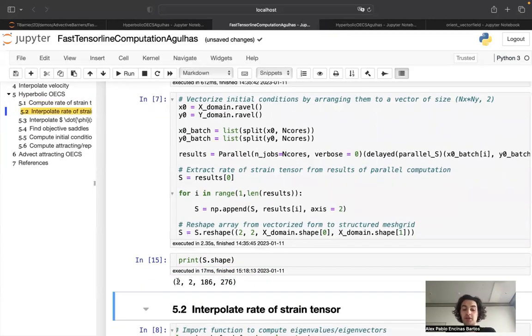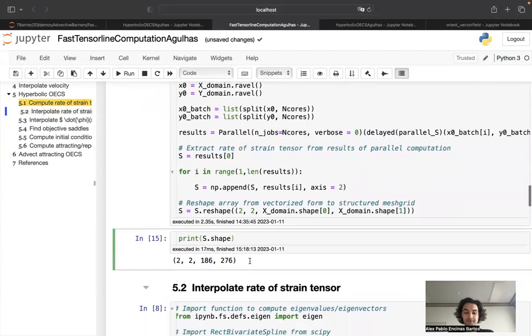of course, the first two dimensions are 2 and 2, simply because it's a 2D field. So the rate of strain tensor is a 2 times 2 matrix. And then this specifies the ny, and this specifies the nx component of the mesh grid. So basically, you have a rate of strain tensor for each initial condition.